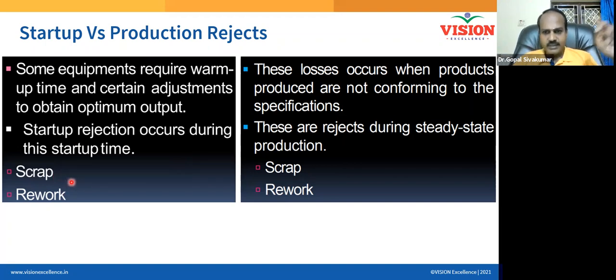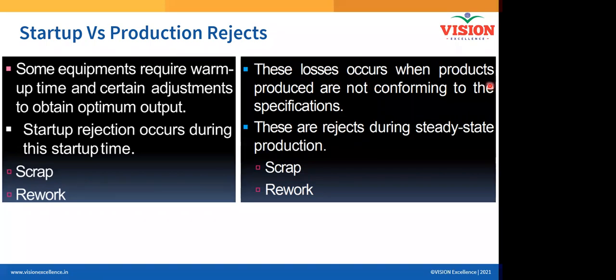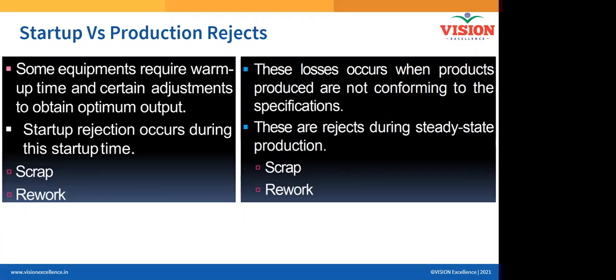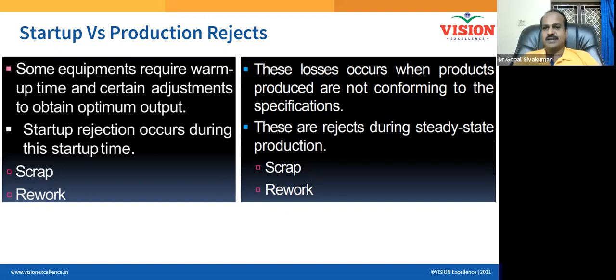But after the startup, once the output gets optimized, any of the further rejections are called what? Production rejection. Do you all understand what is startup rejection and what is production rejection? These losses occur when products produced are not conforming to the specification. So these are rejections during steady state production. During startup production, the rejections are called startup rejection.